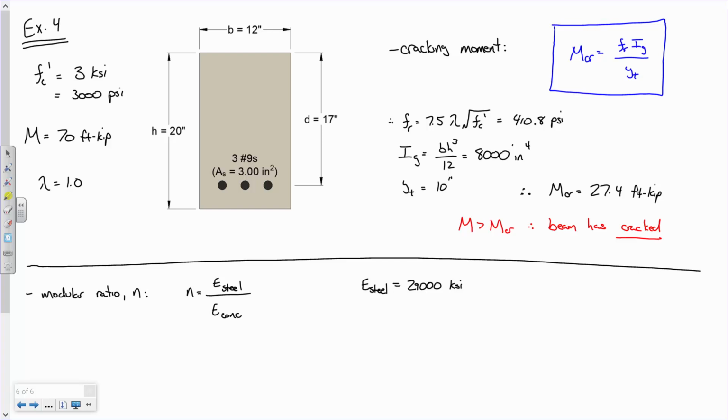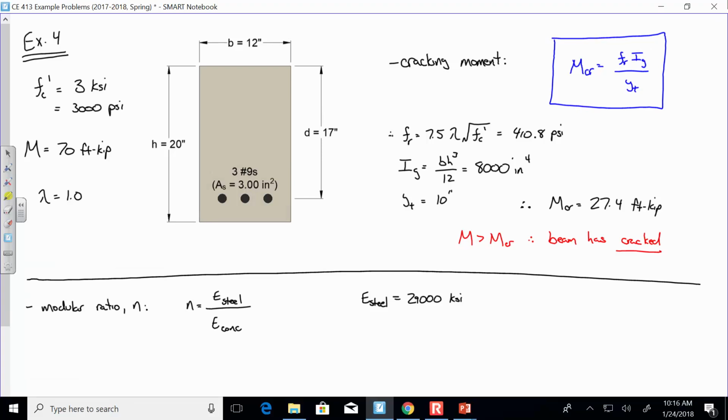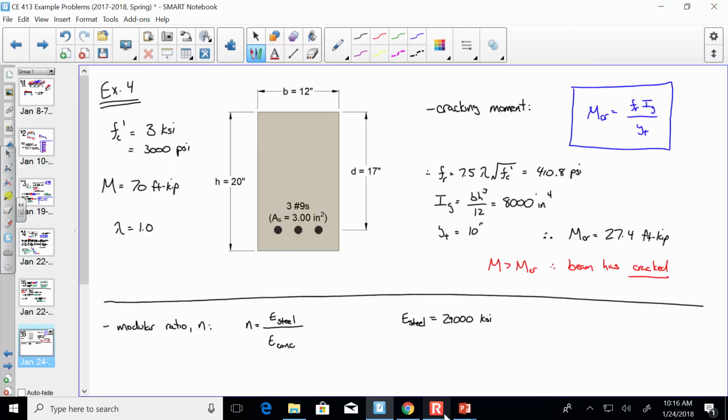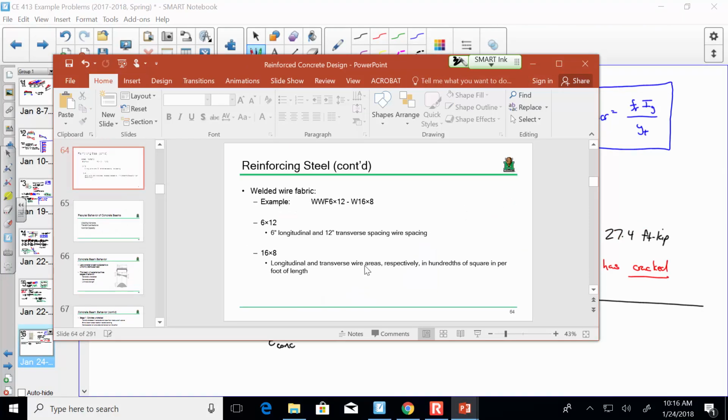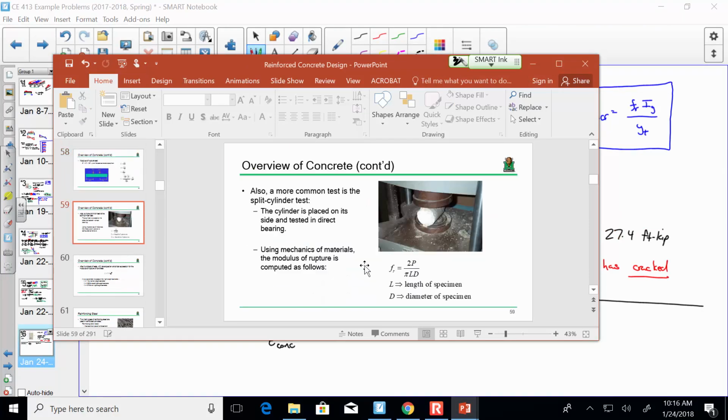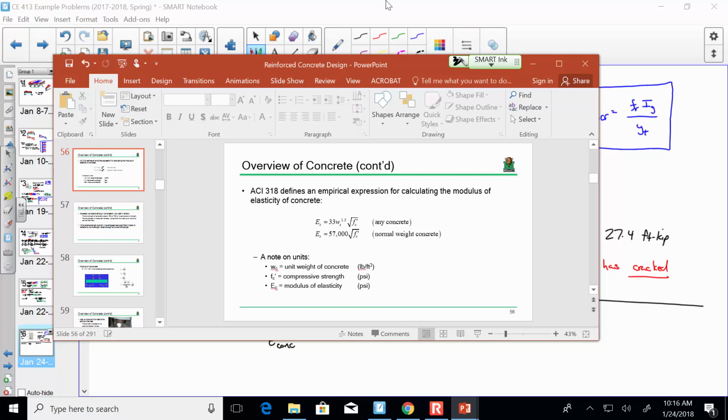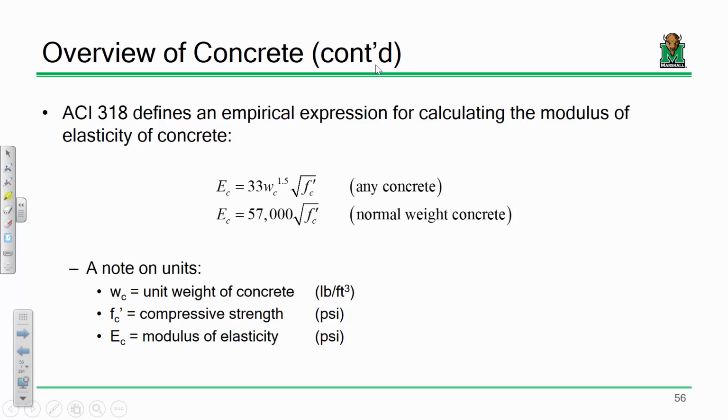Say that again. There we go, 57,000 times the square root of FC prime. Let me refresh everybody's memory on that. So I'm going to go back to slide 56, okay? This is slide 56, and this is how we determine the modulus of elasticity. Remember, concrete is a very nonlinear material, right? The stress-strain curve sort of goes like that, right?